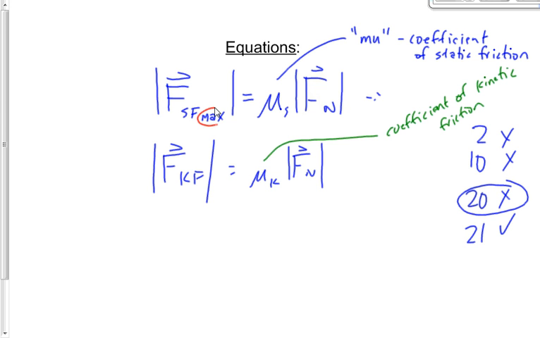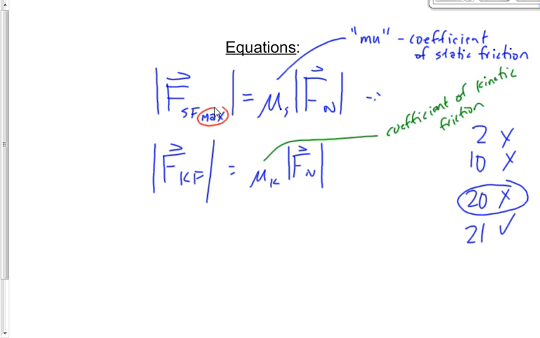In the static friction force, the value that we solve for is not the value of static friction at any given moment. It's the maximum possible value. It's not the 2 or the 10 in Tyler's desk example. It's the 20, the maximum possible force.